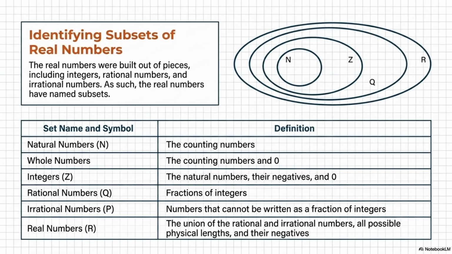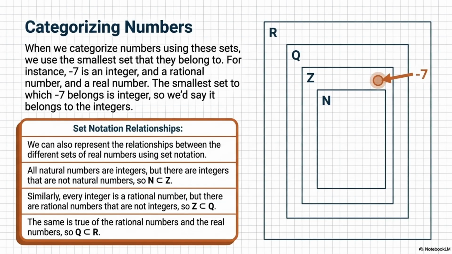Well, we use subsets. The textbook breaks them down into natural numbers, which are your counting numbers, then whole numbers, which just adds 0, then integers, which includes negatives, then rational numbers like fractions, and finally irrational numbers. That's a lot of categories. But for you listening, I like to think of it kind of like a Venn diagram, or actually Russian nesting dolls. Right, yeah, that's a good way to look at it. You always categorize a number by the smallest, tightest doll it fits into. So for instance, -7 is real, and it's rational, but its most specific label, its smallest doll, is an integer.